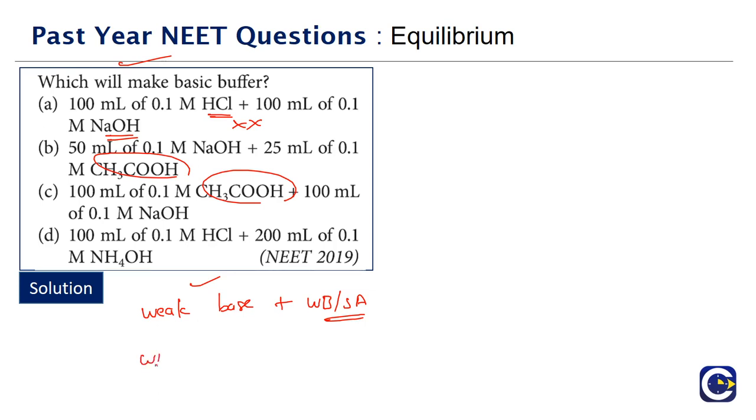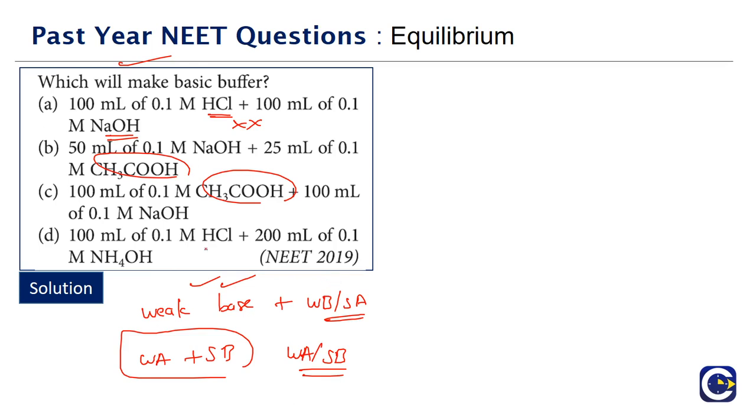Then for option B as well as option C, in both of them we have a weak acid which is mixed with a strong base. What happens if you are mixing a weak acid with a strong base? It is going to give us a salt. What will be the salt? It will give us a salt which is a weak acid strong base type of salt, and these solutions will not give us a basic buffer. A basic buffer is only going to come when we have a weak base with a solution of its salt. Its salt should be with the strong acid.